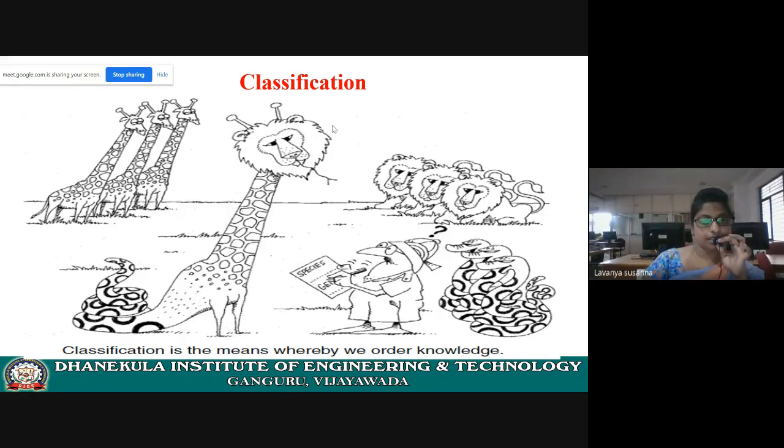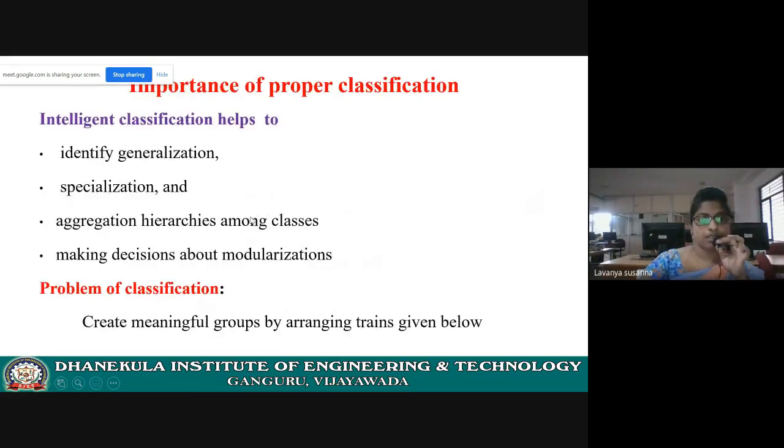After writing the definition, what you need to do? You need to explain it. How to explain it? Let us see each and every point. Importance of classification. Actually, this classification is not that easy. It is really hard. Let us see the importance of classification.